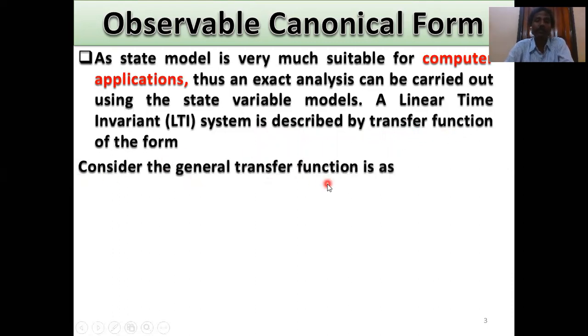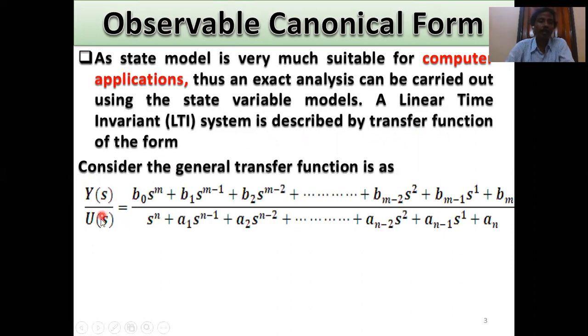This is a general transfer function of the form: Y of s divided by U of s equals b0 s to the power m plus b1 s to the power m minus 1 plus b2 s to the power m minus 2 plus bm minus 2 s square plus bm minus 1 s to the power 1 plus bm, divided by the denominator terms s to the power n plus a1 s to the power n minus 1 plus a2 s to the power n minus 2 plus an minus 2 s square plus an minus 1 s to the power 1 plus an.